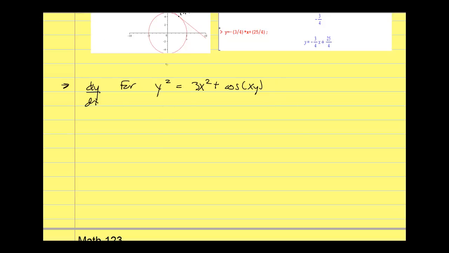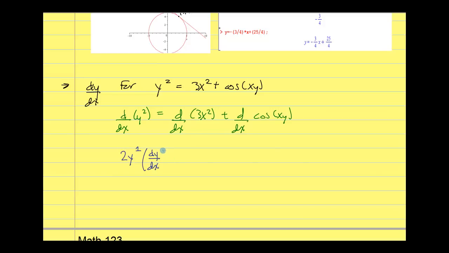To get started, the first thing I'm going to do is take the derivative with respect to x of every single term of the function. Now my variable of interest is x. That means anytime I take the derivative with respect to any other variable, I need to make sure I use the chain rule and tack on that dy/dx. So the derivative of y squared: I bring the 2 down, decrease the exponent by 1, and multiply by the derivative of y with respect to x, which is dy/dx.